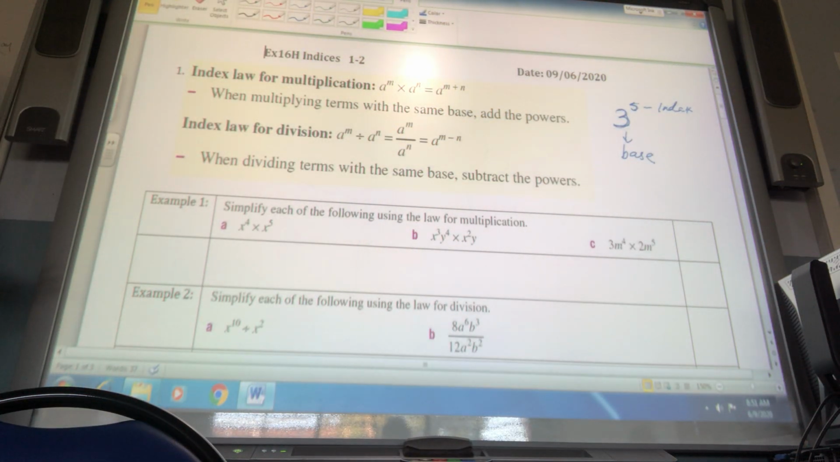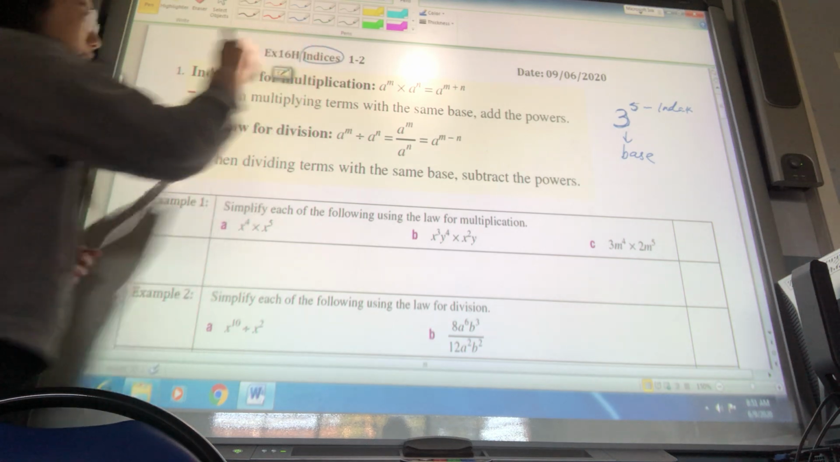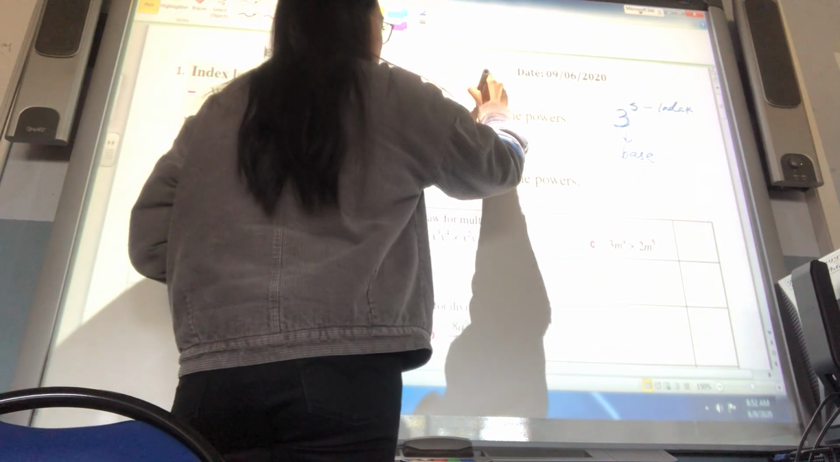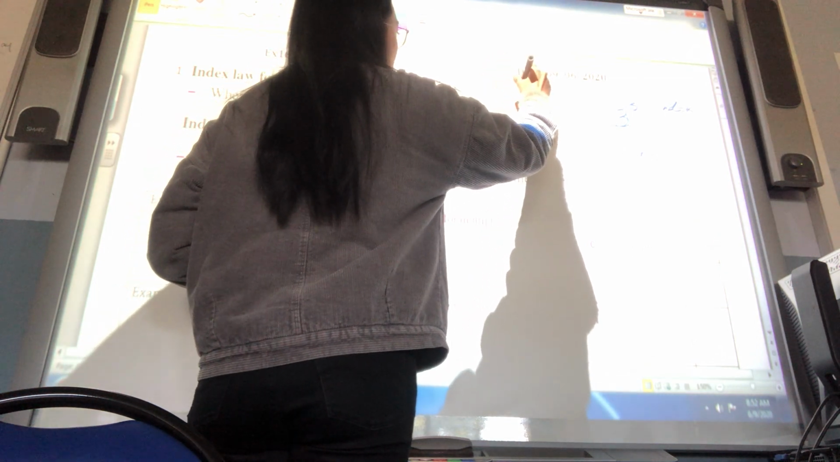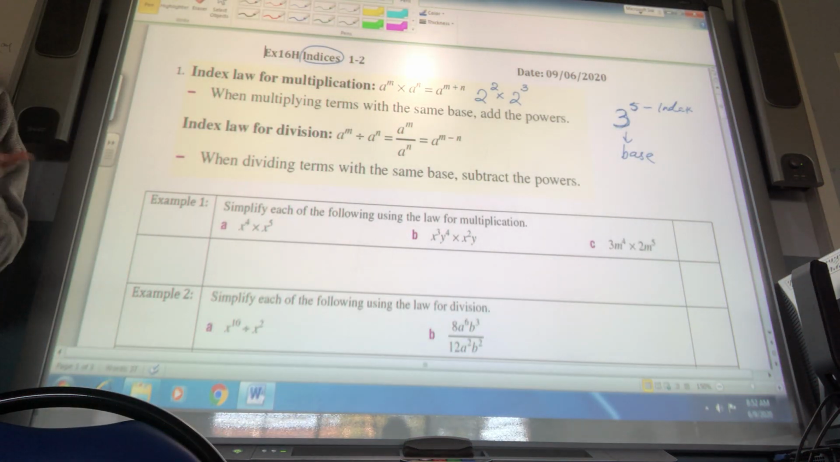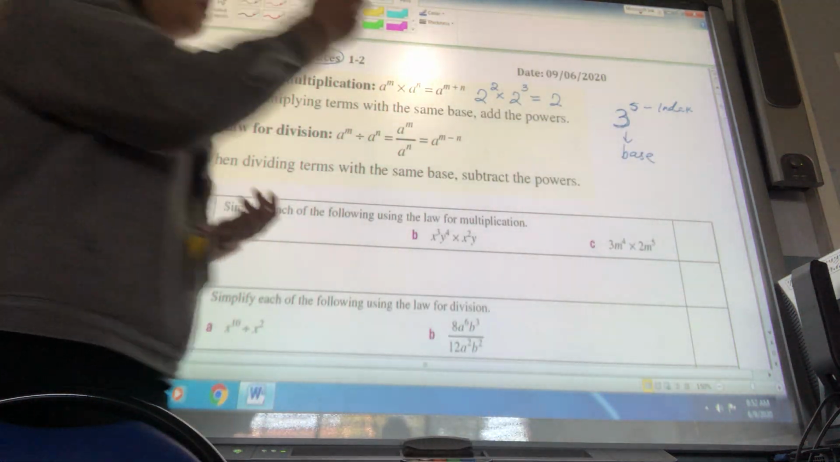Alright, so first one is multiplication. If I have two indices, so the plural for index is indices, it's already in the title. The product of these two things, if the base is the same number, then we just add the powers up. So if you have 2 to the power of 2 times 2 to the power of 3, what is your final answer going to be? What's the base? 2. What is the power going to be? 2 plus 3 is going to be 5.